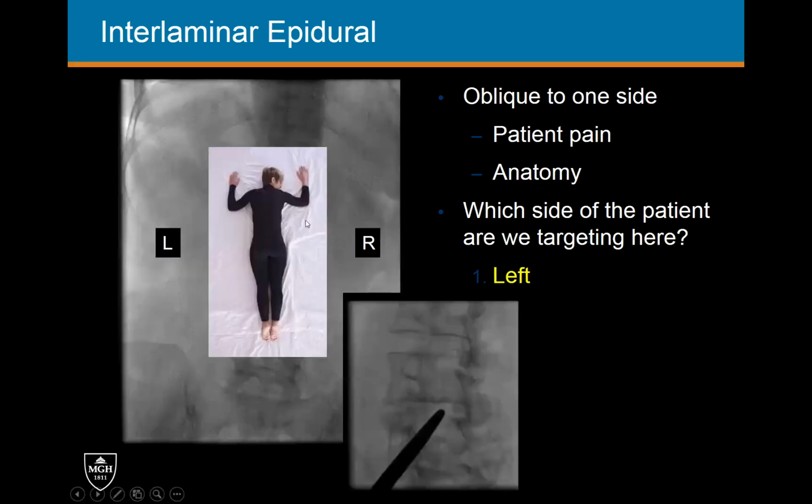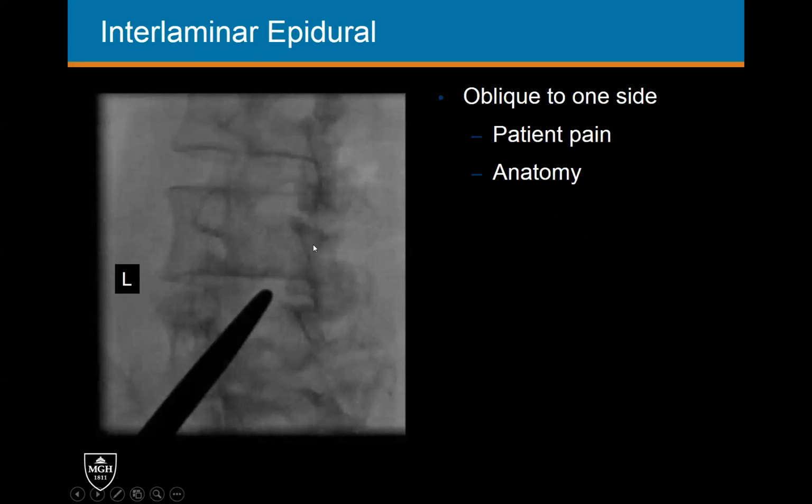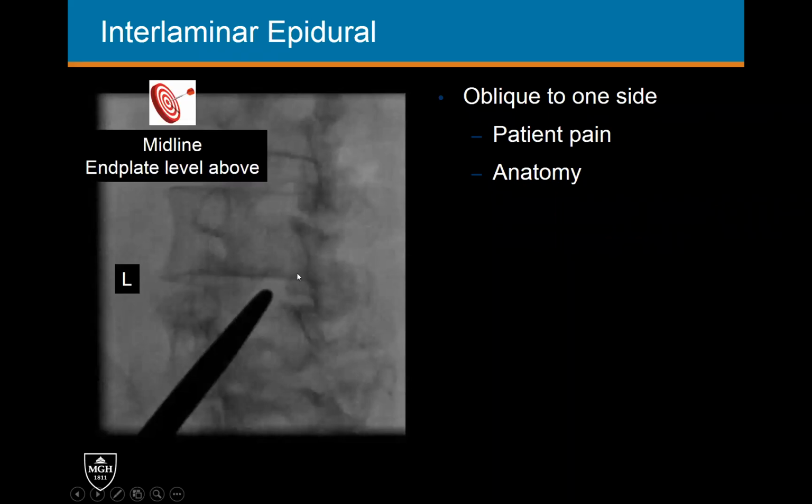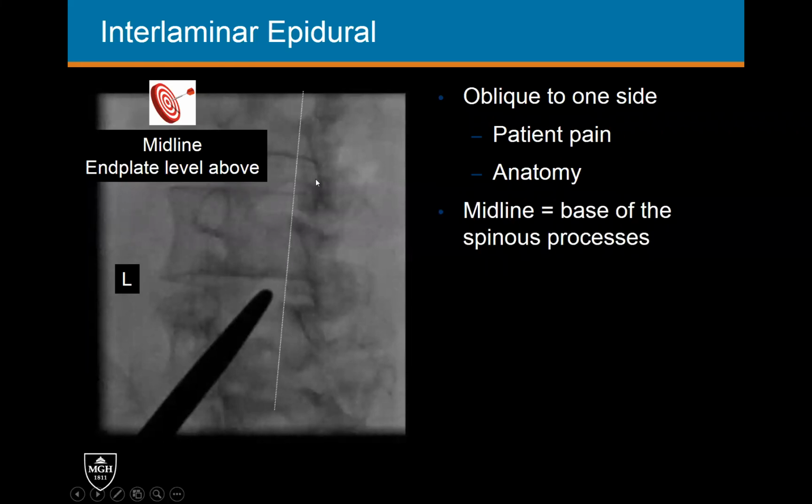Sorry, so remember the patient is prone. Remember, our goal is to be midline, with the tip of the needle at the end plate of the level above or a little bit above that. So here there's L3-4. Midline is marked by the bases of the spinous processes. So that's this dotted line here, and here are the spinous processes coming out. And so that is our target goal.